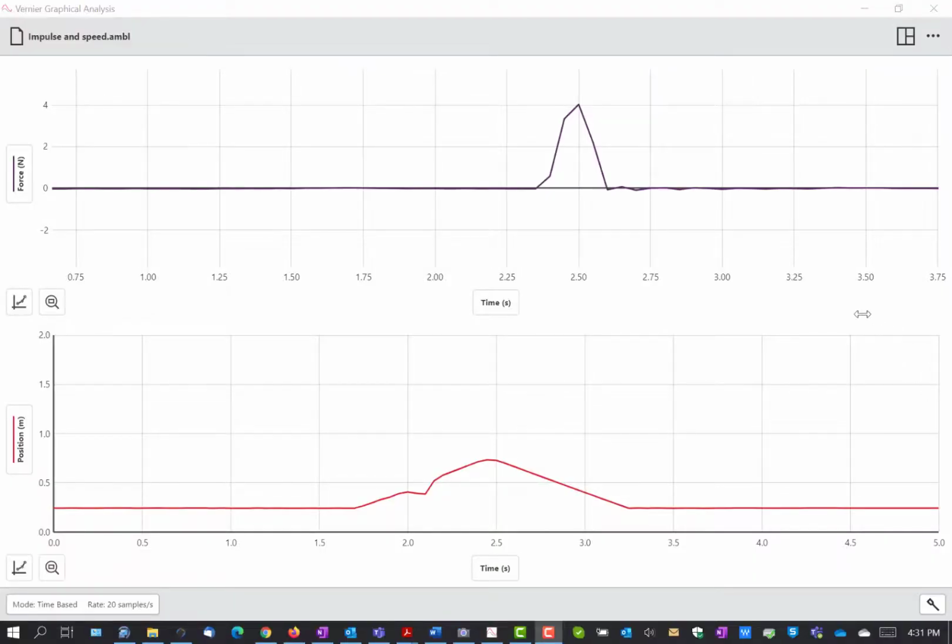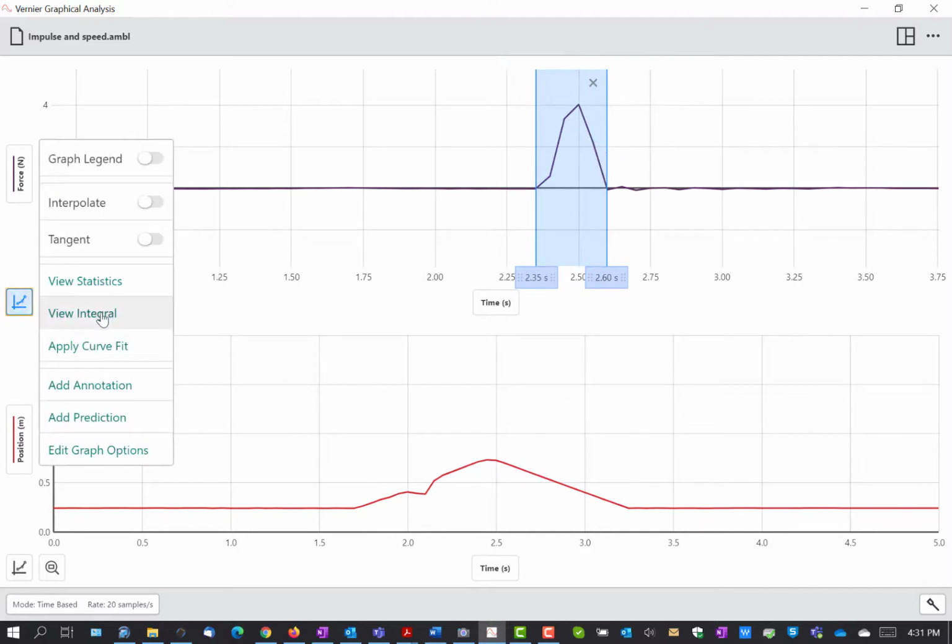So here's the data from the lab. I have a force versus time graph and a position time graph. From this, we can see that the peak force was at 2.5 seconds. It looked like it went up to 4 newtons. There's one thing we could analyze here, and that would be the area under this curve. So I'm going to pick that curve, and then choose integral, which is going to calculate the area.